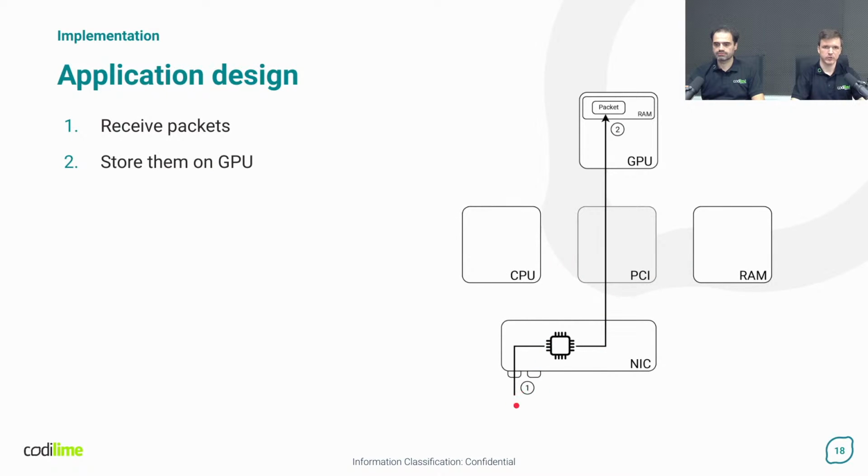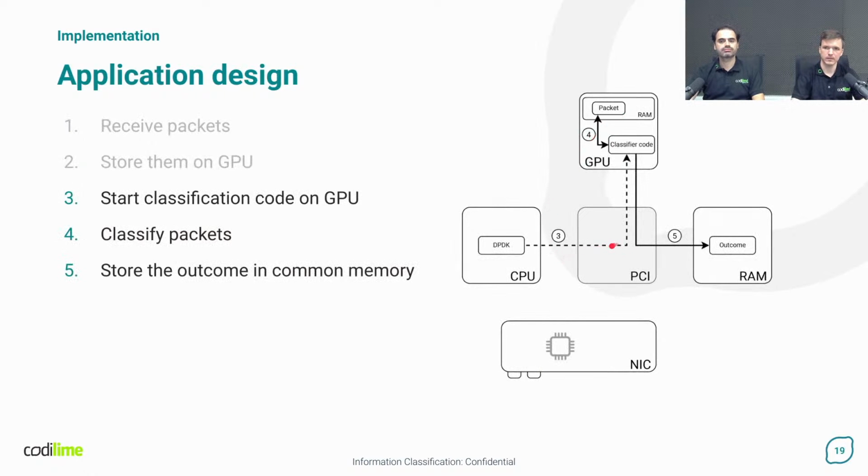So let's say a packet or a batch of packets arrives to the NIC. Then they are written to GPU RAM via this technology, NVIDIA GPUDirect RDMA. Next, some CPU application, in our case it was a DPDK application, notices that packets arrived and tells the GPU to start executing this access control list processing algorithm on GPU. The algorithm reads the packets, processes them, and writes the outcome to some common memory. In our case, it was just CPU RAM.